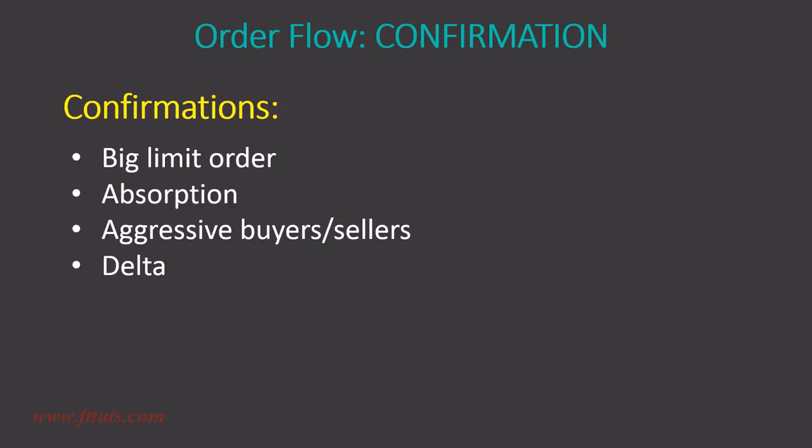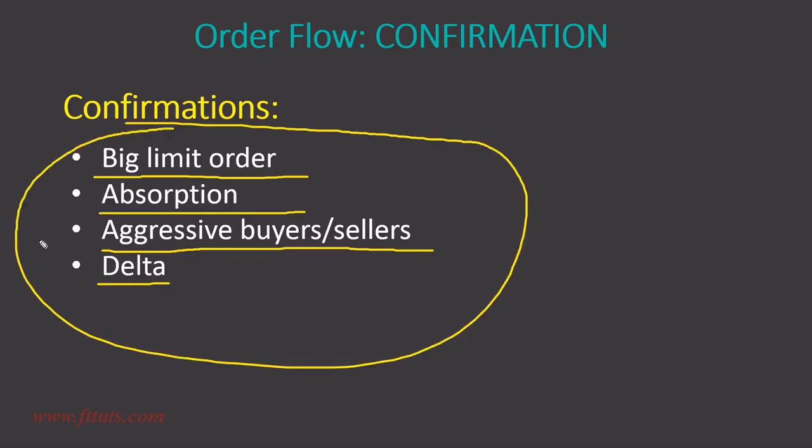Now, those are the confirmations which I'm going to teach you. There are 4 of them. Confirmation using big limit order, confirmation using absorption or spotting absorption. Another confirmation is spotting aggressive buyers or aggressive sellers around your support and resistance level. And also the delta, watching changes in delta. All right, so the next couple of videos are going to be about those confirmations.